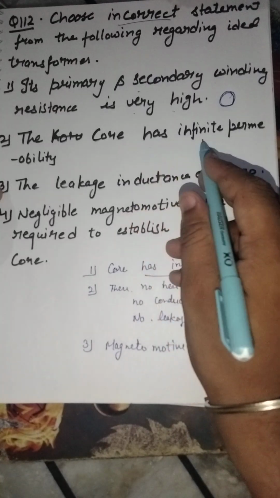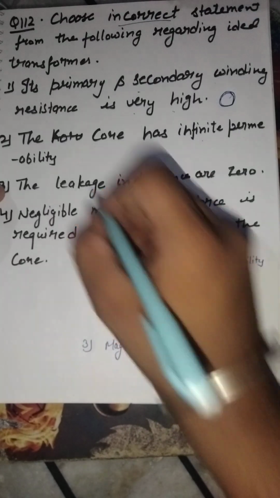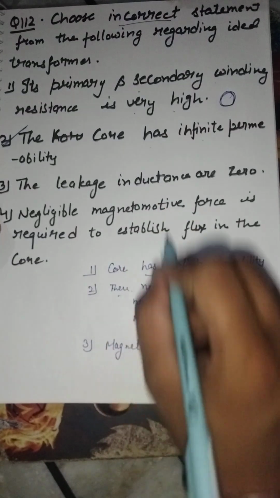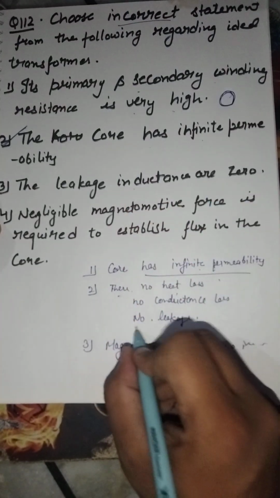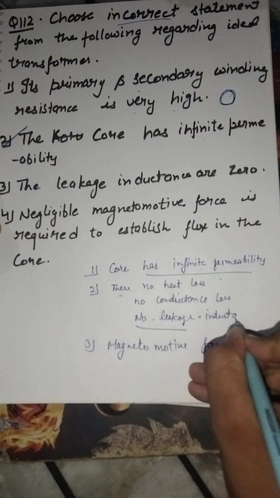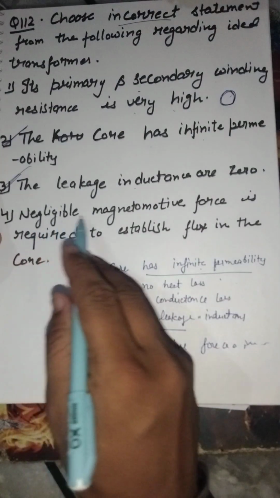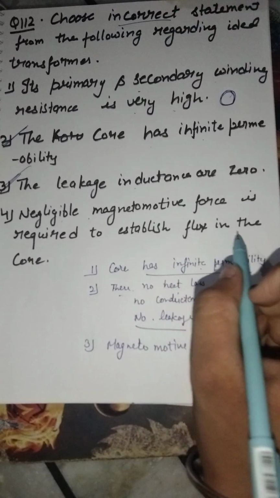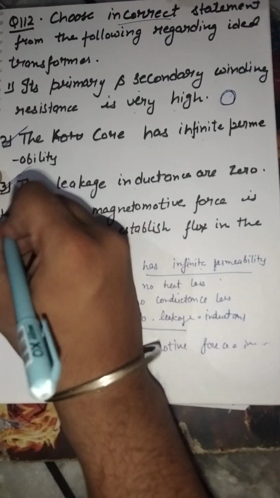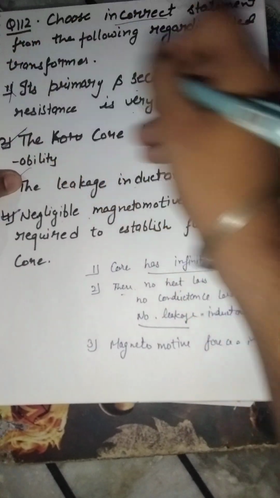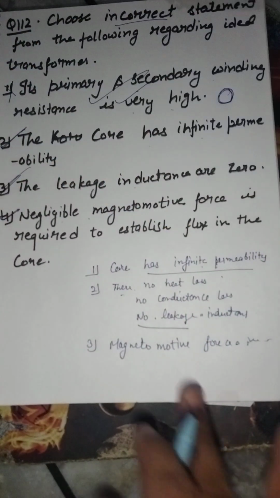Next option is, the core has infinite permeability. So option 2 is correct. And the next is, there is no leakage of inductance. So our option 3 is also correct. Last one is, negligible magnetomotive force is required to establish flux in the core. So our option 4 is correct. Our option 1 is incorrect. This is our right option.